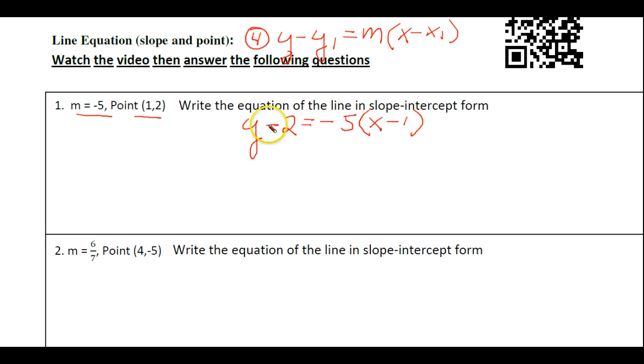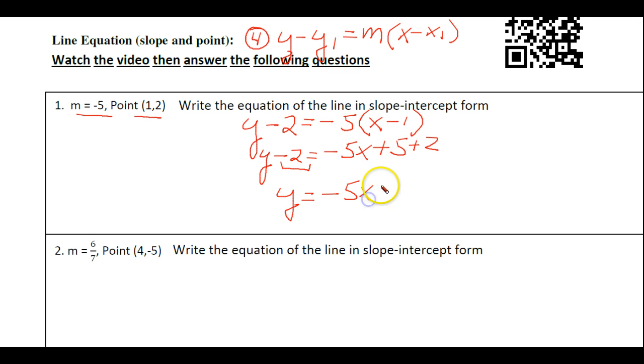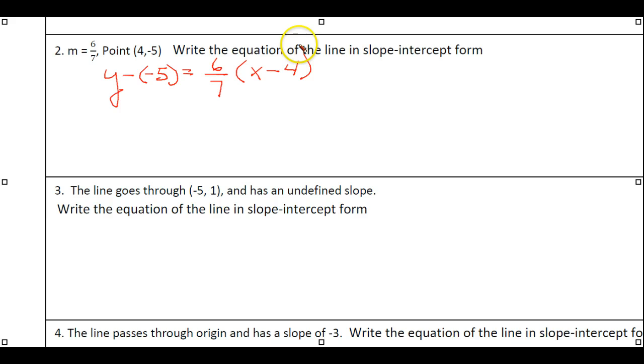Should look like that. Clear parentheses, y minus 2 equals negative 5x, distribute, plus 5. Take this, bring it to the other side where it becomes a plus 2. So our equation now is y equals negative 5x plus 7. All right, let's do the same thing with number 2. So when we substitute the single point and the slope, we end up with something like this. Now notice, since there's a negative in the formula and our y sub 1 here is a negative, we have two negatives, so this is just going to become a positive. And in the future you can just immediately write the positive.